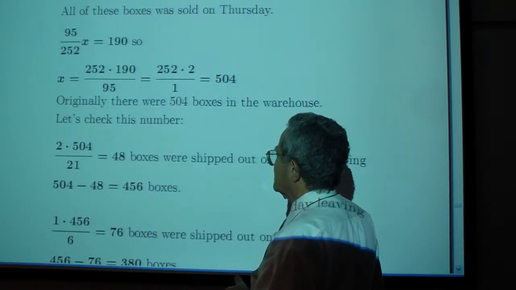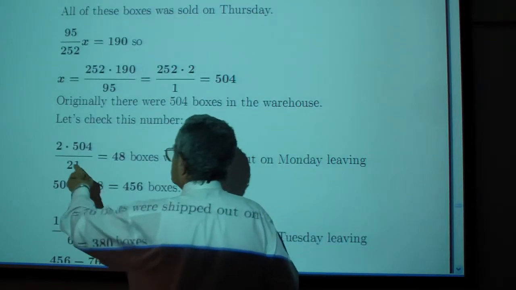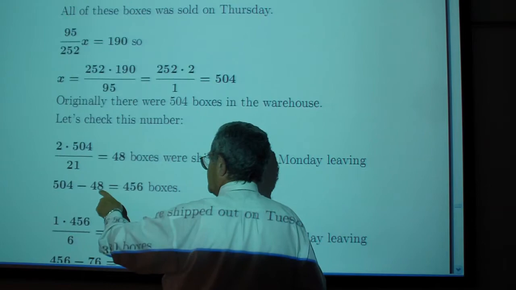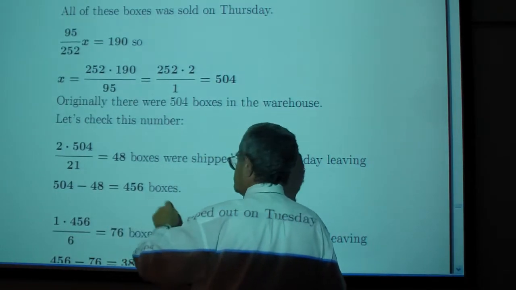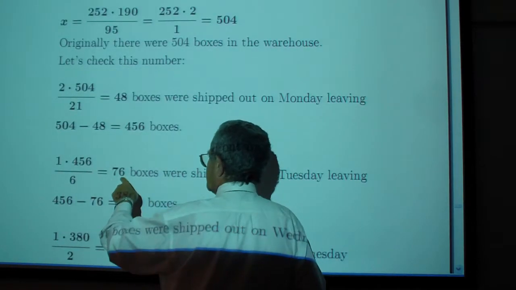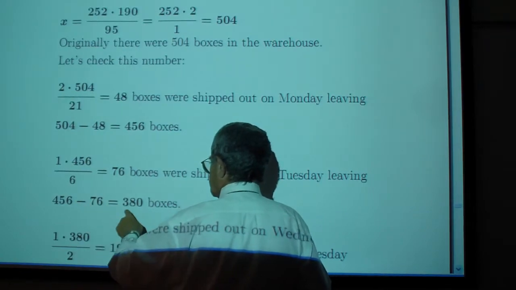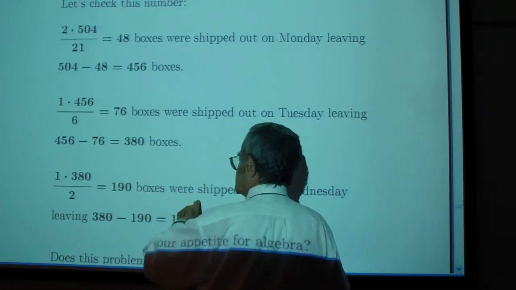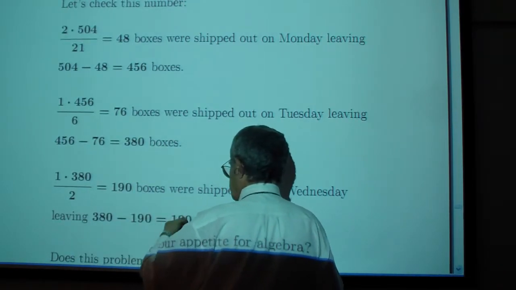Now let's check quickly. 2 over 21 of 504 is 48. 48 boxes go out, you're left with 456 on Monday. 1/6 of that is 76, which goes out on Tuesday, you're left with 380. 1/2 of that, 190, goes out on Wednesday, you are left with 190 on Thursday.